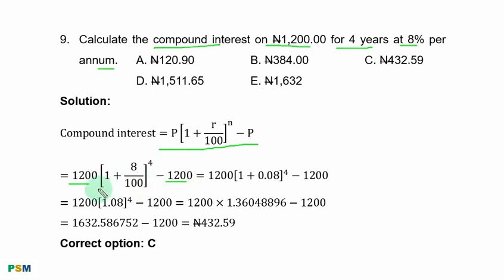When you simplify the bracket, you have it in this form and this form. You have 1,200 times 1.08 to the power of 4 is equal to this minus 1,200. If you multiply these two numbers, you have this result minus 1,200, and that is equal to 432 naira 59 kobo. The correct option is C.